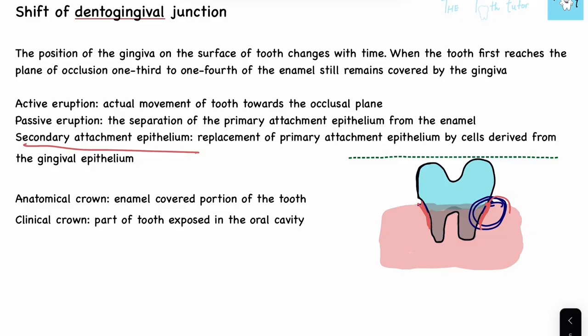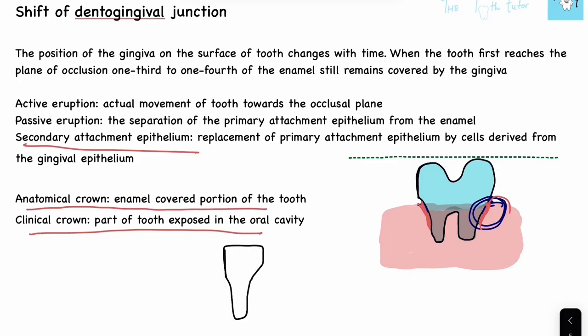Now there are two other terms. First is the anatomical crown and second is the clinical crown. So what is the difference between anatomical crown and the clinical crown? I have this tooth. I'll just make a better tooth.